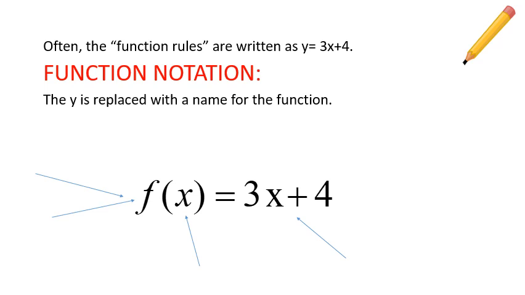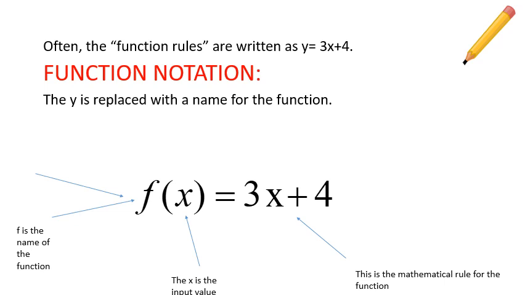Function notation. Often, the function rules are written as y equals. The y is replaced with the name for the function. F is the name of this function. The x is the input value. This is the mathematical rule for the function, 3x plus 4. If I want to say this out loud, I would say the value of f at x, or f of x. That's what you'll hear more often.